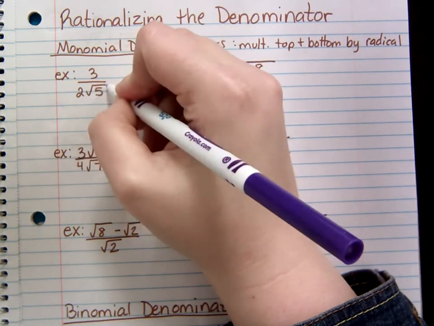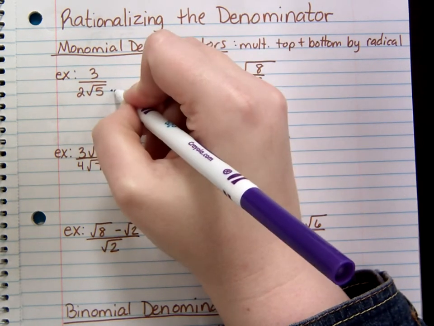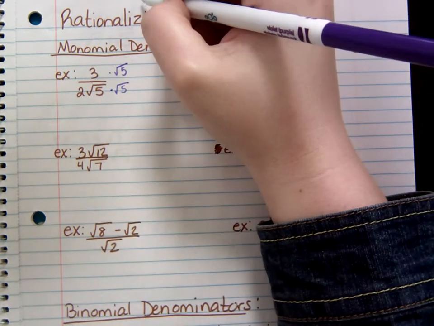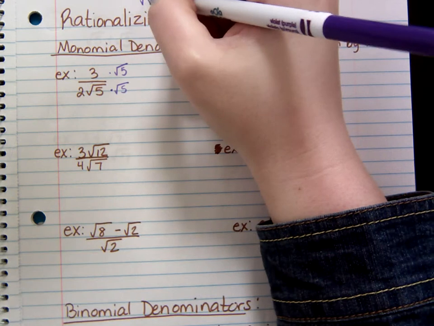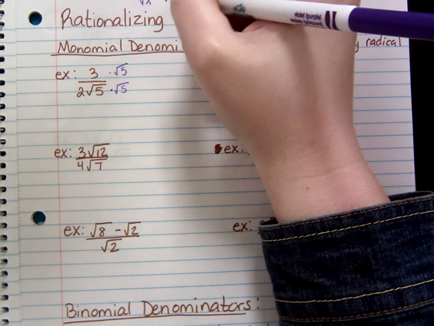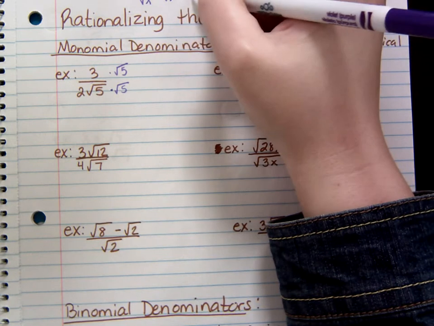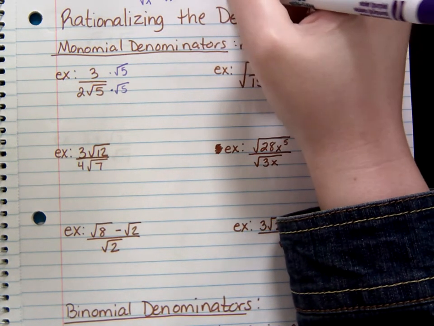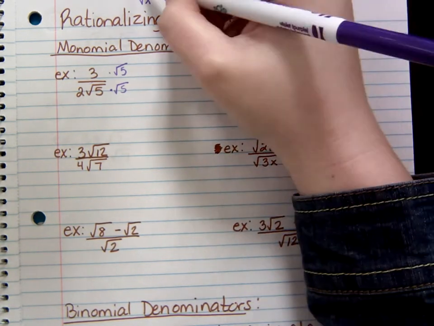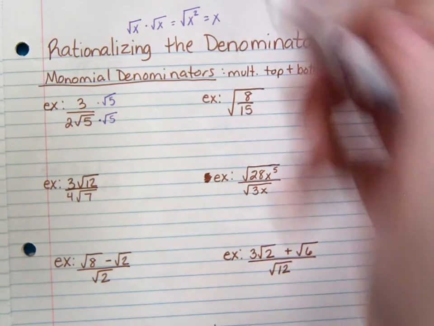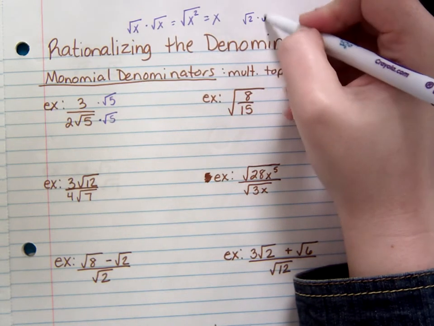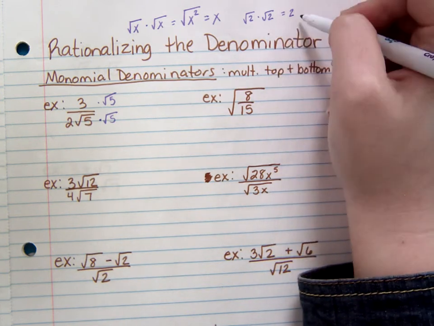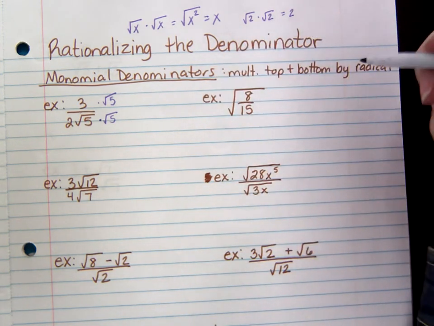So here, the radical is square root of 5. So I'm going to multiply the top and the bottom by square root of 5. Now here's the reason we're doing this. If we take the square root of a number times the square root of the same number, the multiplying rules tell us that we're going to get the square root of the number squared, which is just that number. So if I have something like square root of 2 times square root of 2, I'm just going to get 2. We can use this to make the denominator an integer.